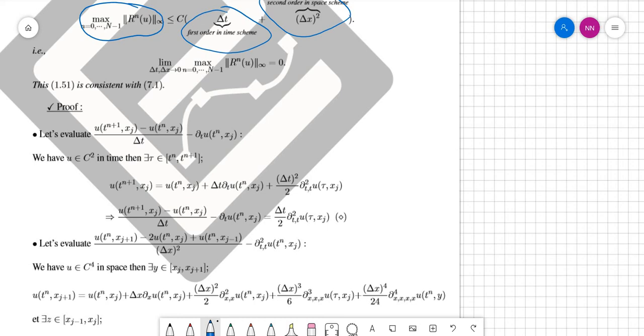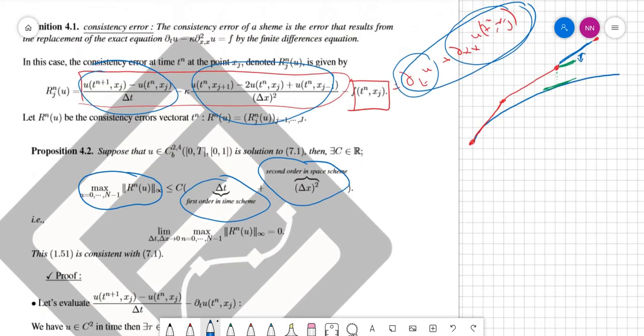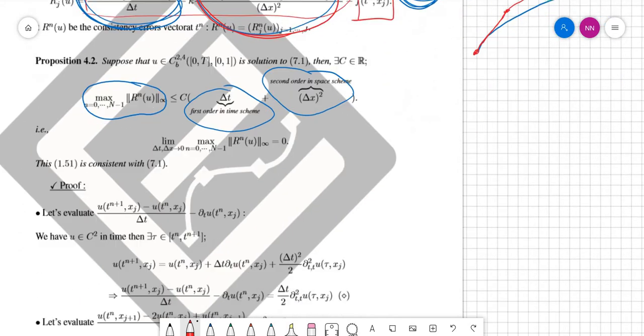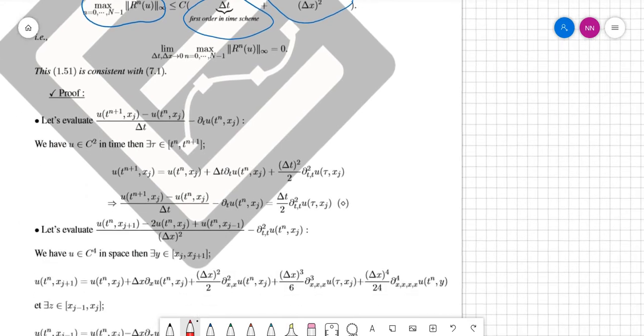So first we will evaluate. If you look at the consistency error, I said it's two parts. It's this part, minus delta t u, and then the other part in here, minus delta x x u. So we'll try to find estimates for both parts alone, and then we'll combine them.